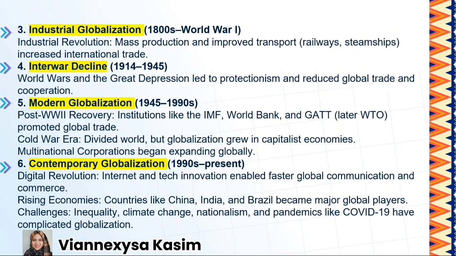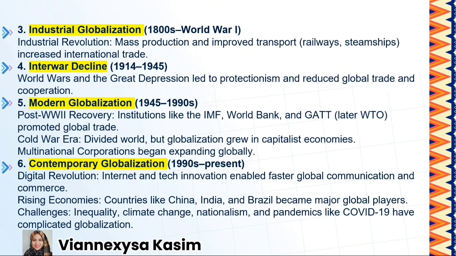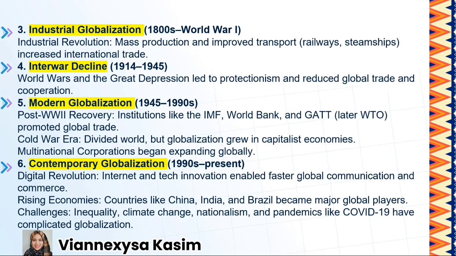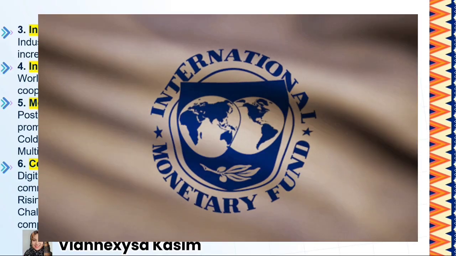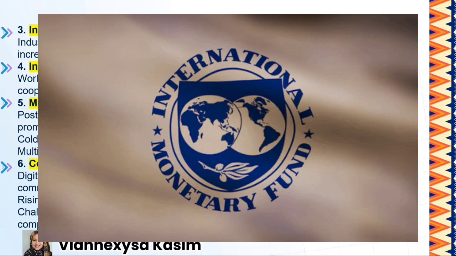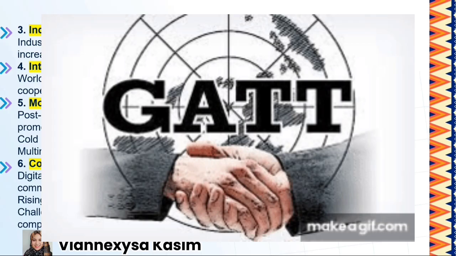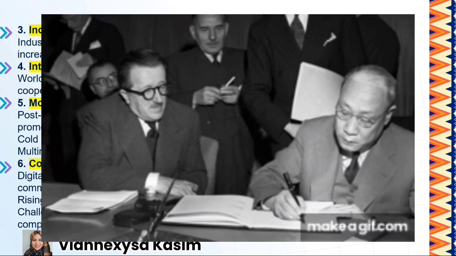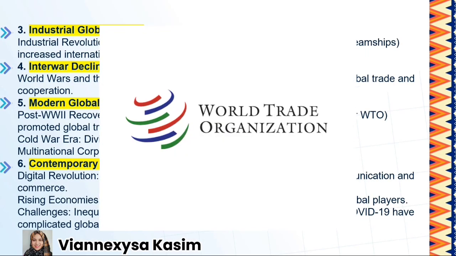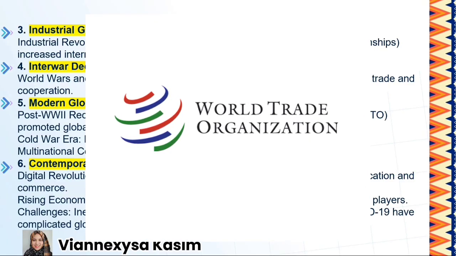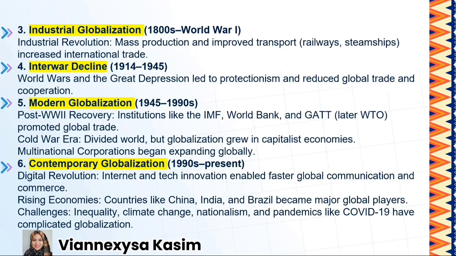Number 5, modern globalization, 1945 to the 1990s. Post-World War II recovery, institutions like the IMF, or International Monetary Fund, World Bank, and GATT, or the General Agreement on Tariffs and Trade, later the WTO, or World Trade Organization, promoted global trade. The Cold War era divided the world, but globalization grew in capitalist economies. Multinational corporations began expanding globally.